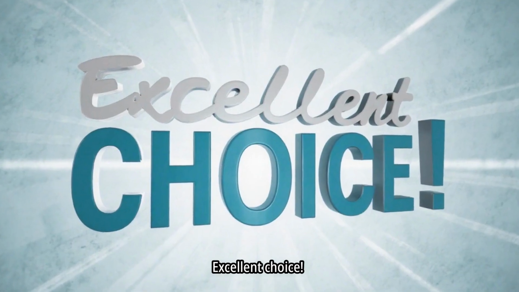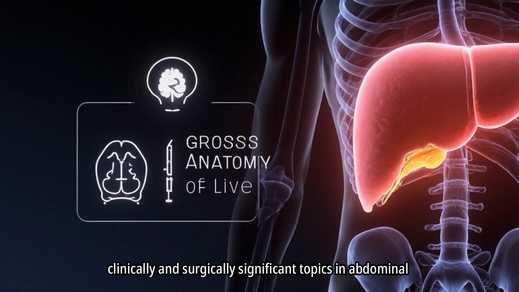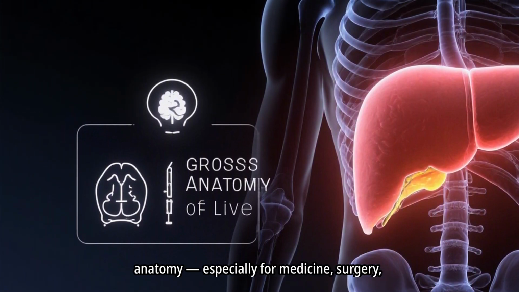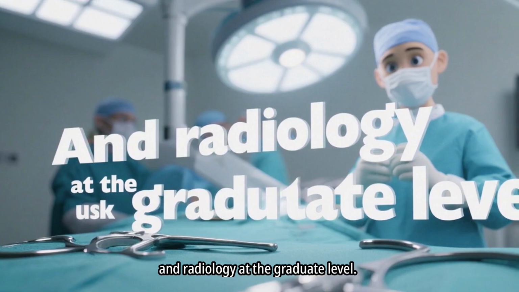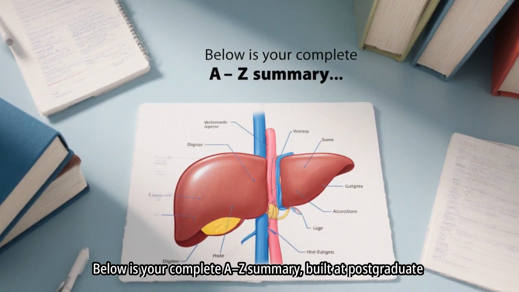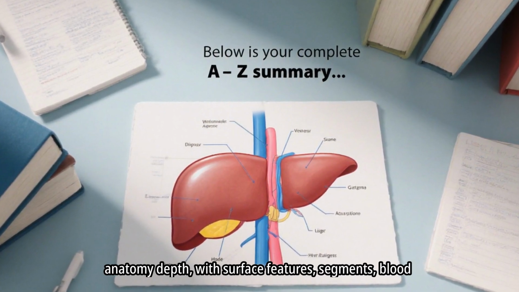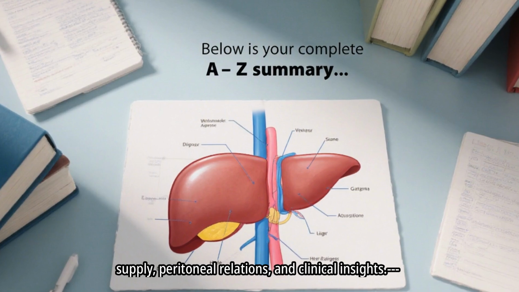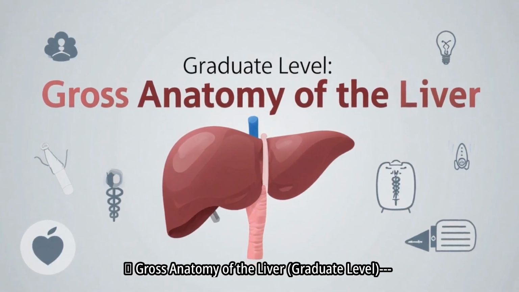Excellent choice. The gross anatomy of the liver is one of the most clinically and surgically significant topics in abdominal anatomy, especially for medicine, surgery, and radiology at the graduate level. Below is your complete A to Z summary, built at postgraduate anatomy depth, with surface features, segments, blood supply, peritoneal relations, and clinical insights. Gross anatomy of the liver, graduate level.